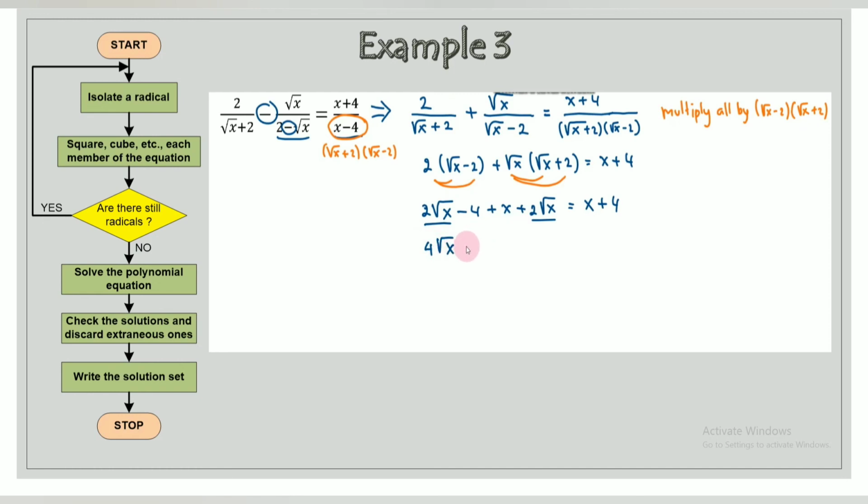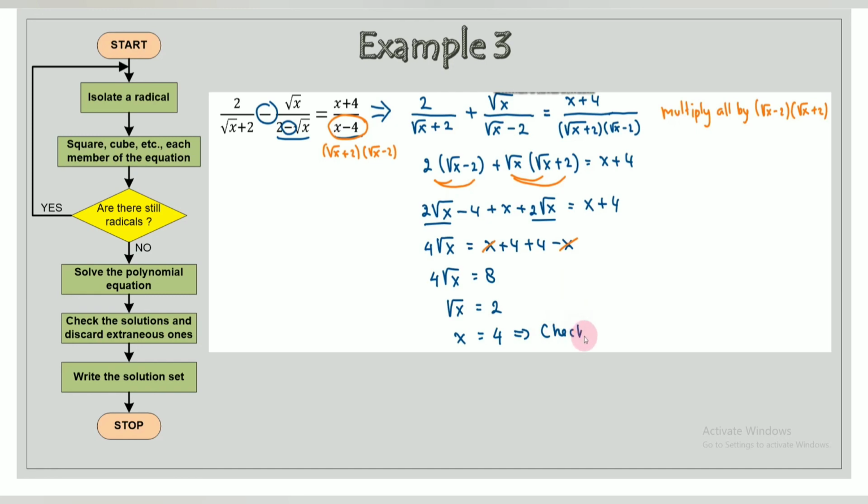And let's put everything into the right member. So it's x plus 4 minus x. When I simplify it, x minus x is 0, so plus 4, it's 8. So let's isolate the radical by dividing both sides by 4. So I have this and I square it. So this is the possible solution for you.